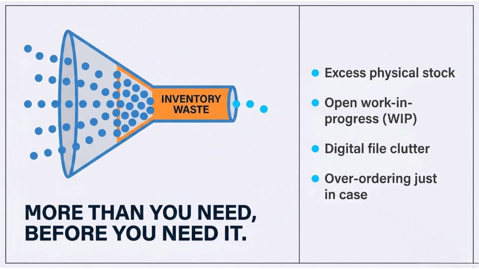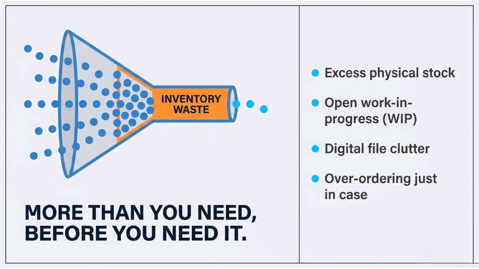So here's a definition that covers all of it. Inventory waste is having more than you need before you need it. It'll show up in 4 main forms. Excess physical stock, which is too much of something sitting in storage. Open work in progress, or WIP, which are tasks and jobs that have been started but not finished, piling up at various points within your operation.